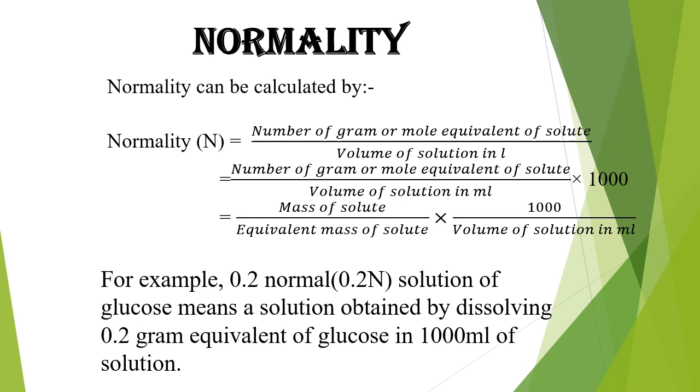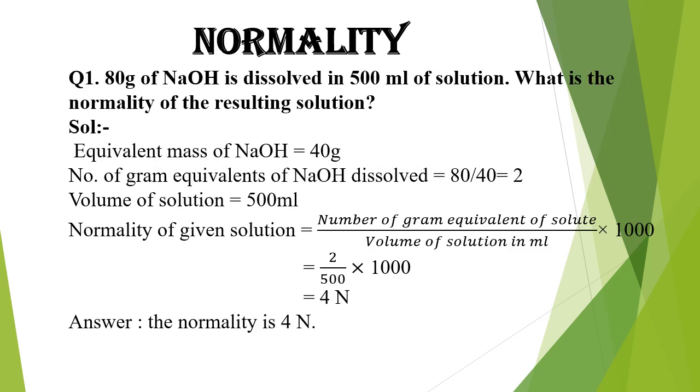Again, if we are given the mass of solute, then first we have to find out the number of gram or mole equivalents and then we can find the normality. For example, 0.2 normal or 0.2 N solution of glucose means a solution obtained by dissolving 0.2 gram equivalent of glucose in 1000 ml of solution. So by using this formula, we can calculate normality. We will consider one example to understand the concept of normality.